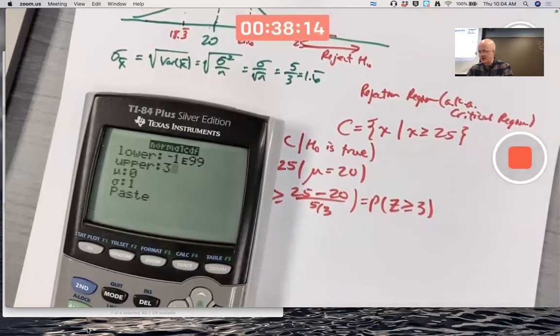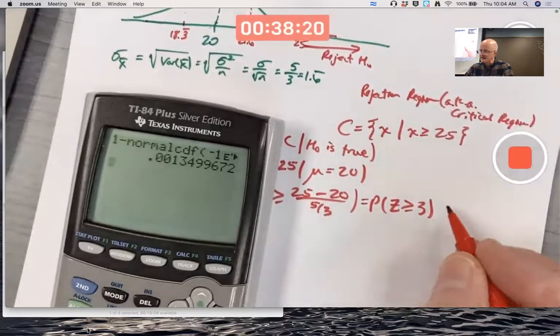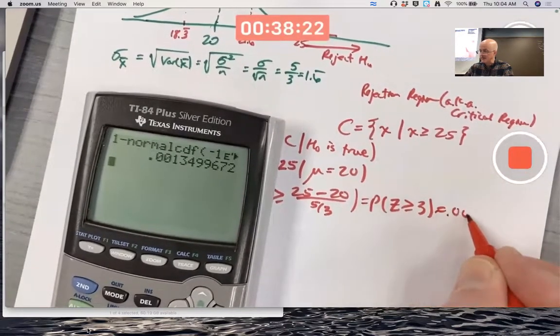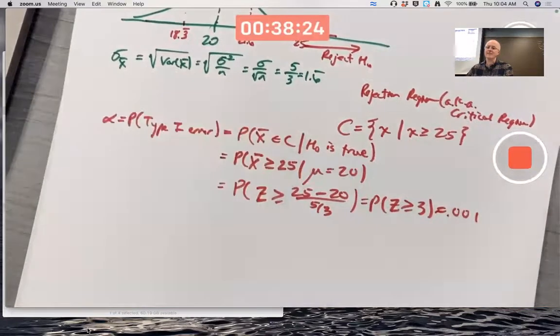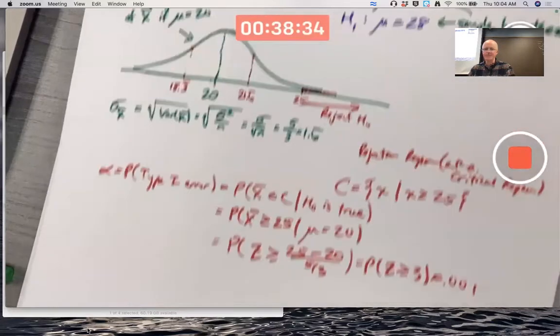Okay, yeah, I could do a lower bound that's not minus infinity, but there we go. I did 1 minus... about 0.001. Alpha is very small. Another part of the problem says if H1 is true, what is the distribution of x bar?